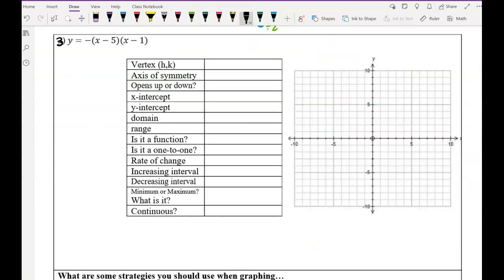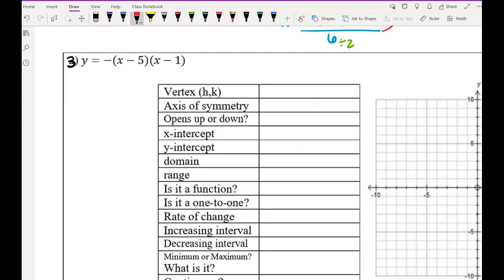Example 3 says y equals negative, and then quantity x minus 5 times quantity x minus 1. Now guys, if you see a negative and there's no number, you can always put a 1 here if you want. Remember, this is the factor form.